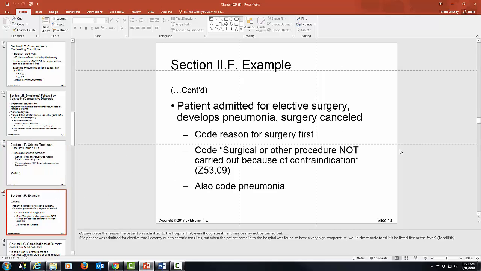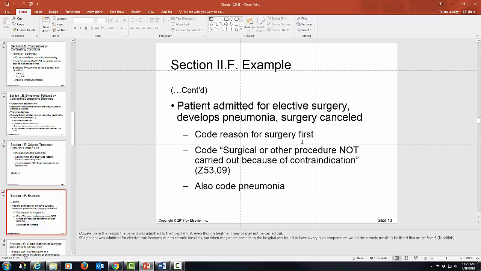So here's an example. A patient was admitted for elective surgery, then developed pneumonia, so the surgery is canceled. The code for the reason for the surgery is coded first. Remember, we talked about that when we talked about surgeries. The code for surgical or other procedure not carried out because of contraindication. So that would be the pneumonia, C53.09. And then you must also code that pneumonia. You want to paint that whole picture. You want to make sure that we understand.